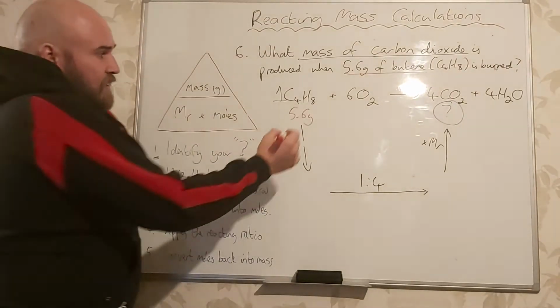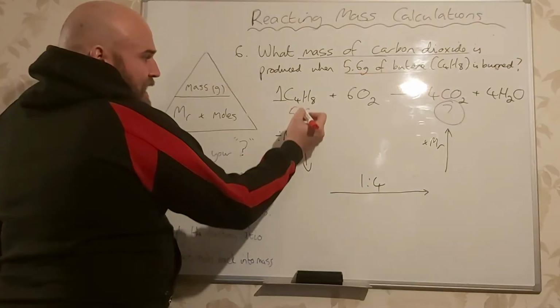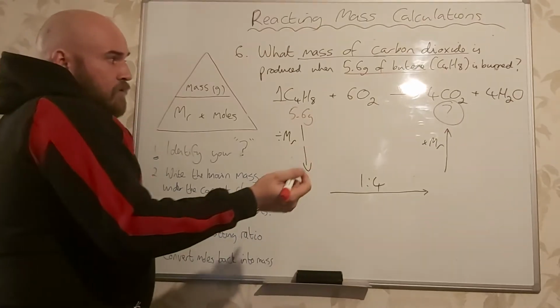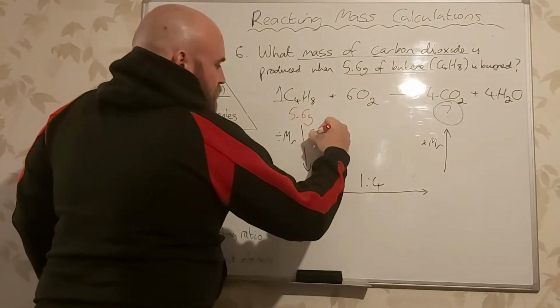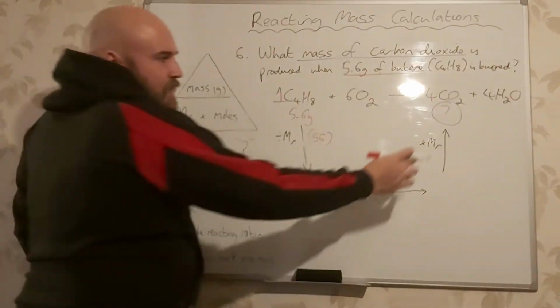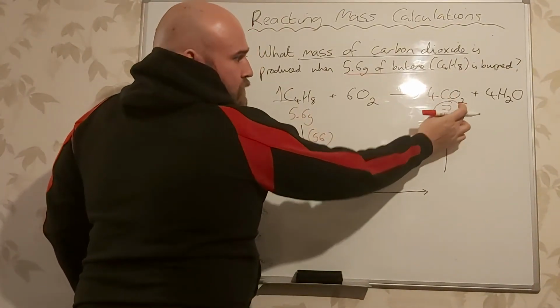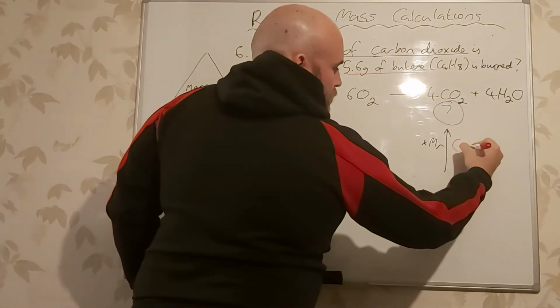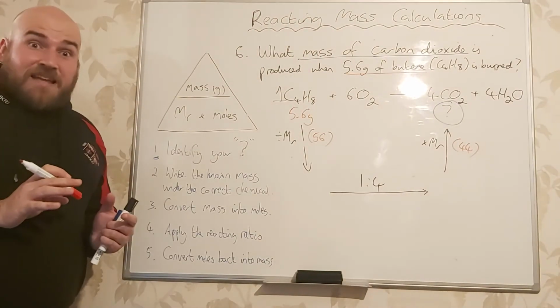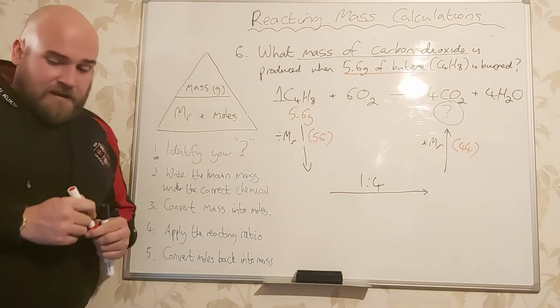So the MR of C4H8, it's 4 C's and 8 H's using the masses at the top of your page. So that's 4 times 12, which is 48, plus 8, which is 56. And the MR of CO2 over here is 1 carbon, 2 oxygens, so the MR is 44. So hopefully I've got everything in place now to actually have a go at the calculation.